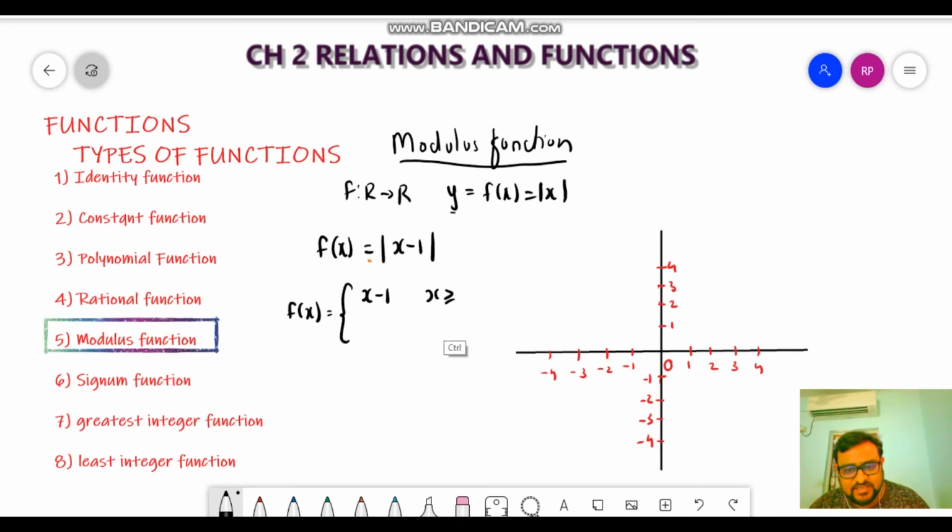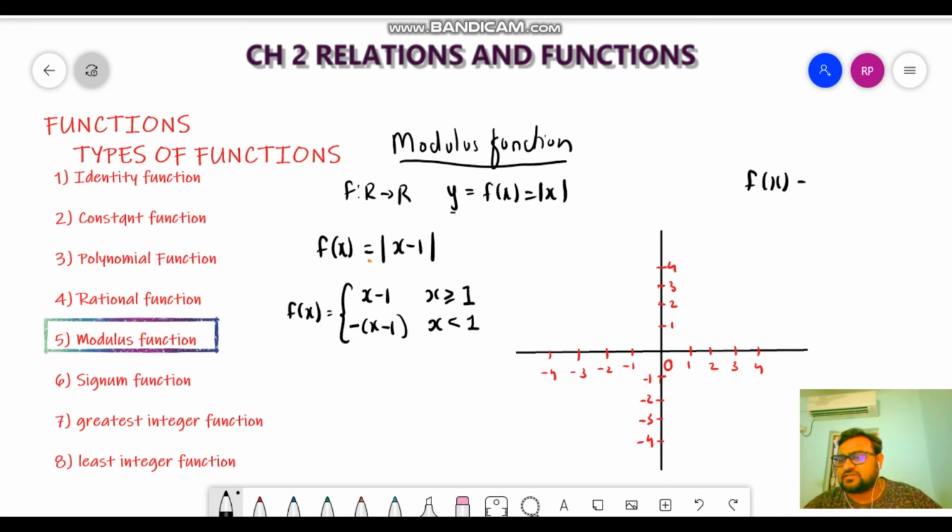If x is greater than or equal to 1. Remember, when I take x greater than 1, then 1 minus 1 is 0, 2 minus 1 is 1, 3 minus 1 is 2, 1.5 minus 1 is 0.5, it will be positive. So it stays as it is. But if the value of x is less than 1, then what you have to do? You have to take a minus sign, minus of x minus 1.